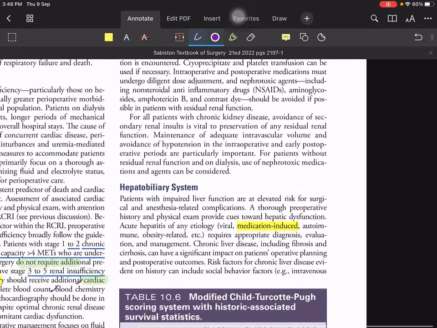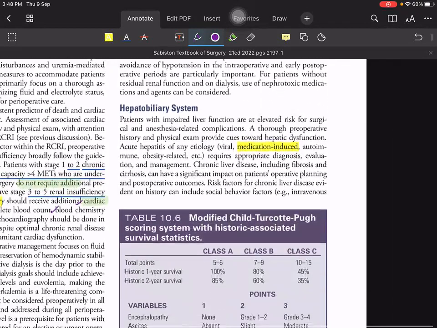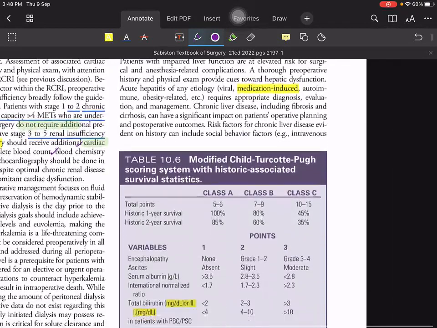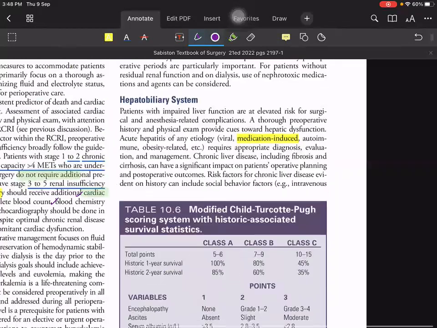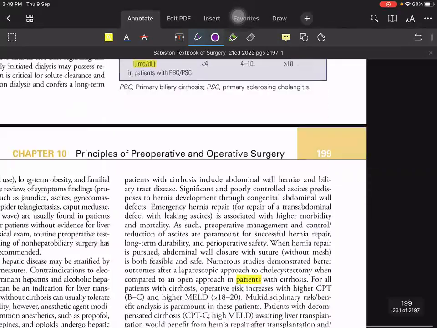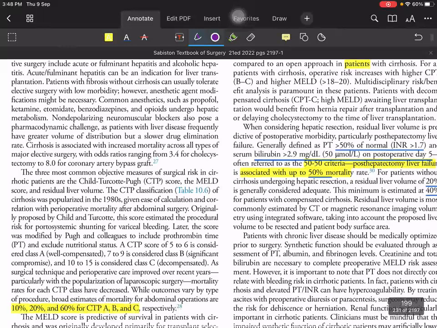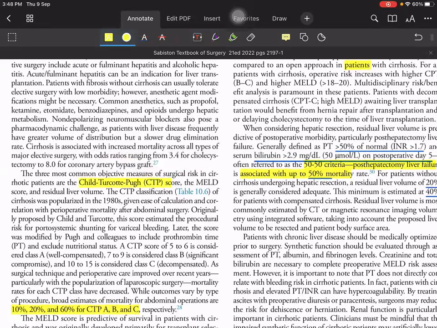And the hepatobiliary system. Then we'll go to the hepatobiliary system. So in the hepatobiliary system, maybe they are concentrating on surgical risk scores. We already know the CTP score. They are telling about only 3 scores: CTP, MELD, and residual liver volume.